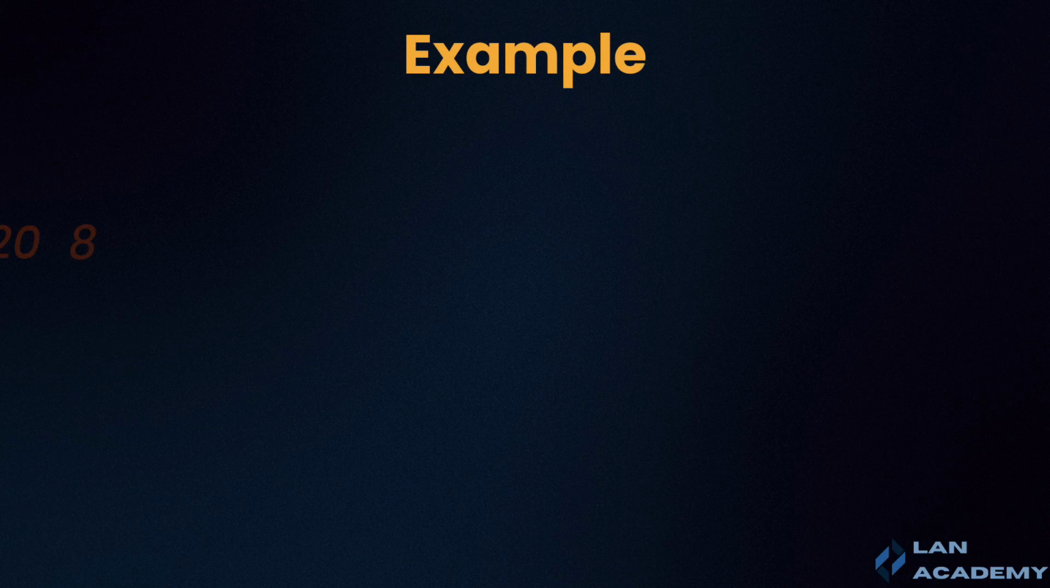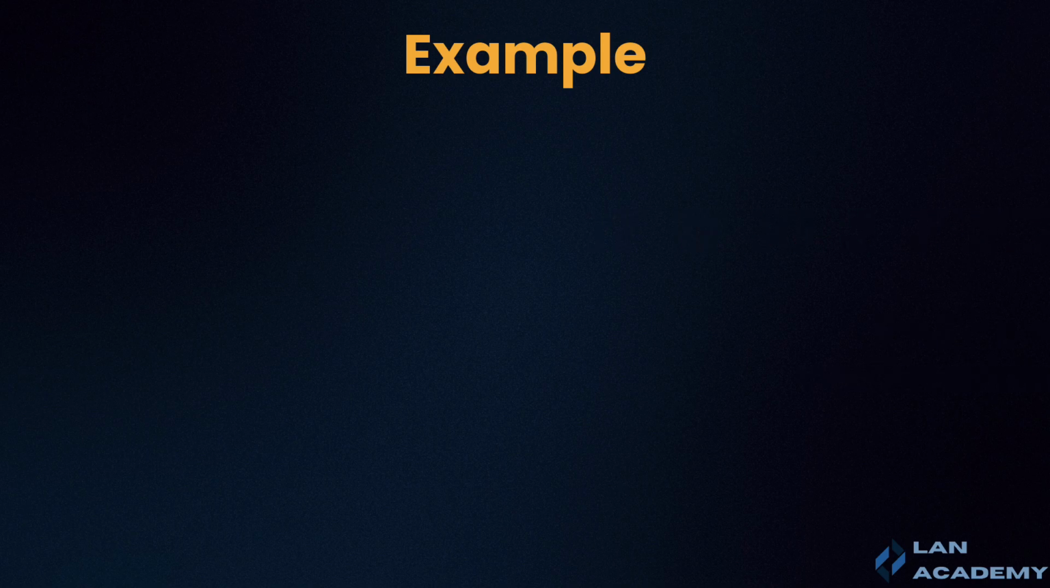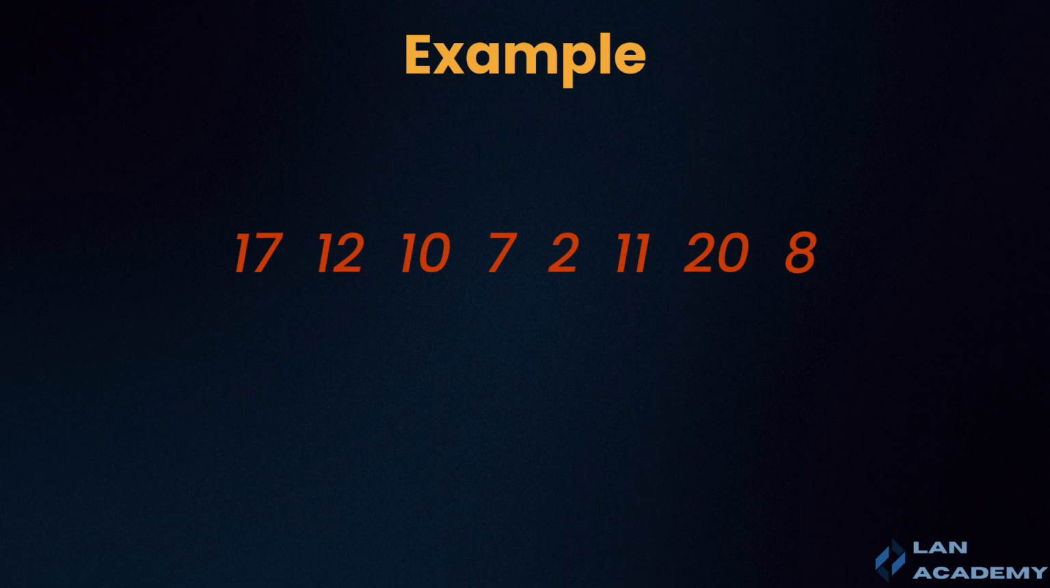For example, if we have the costs array 17, 12, 10, 2, 7, 2, 11, 20, and 8, k equals 3 and candidates equals 2, the process will be as follows. In the first hiring session, choose the third worker which has the lowest cost of 2. The costs array updates to 17, 12, 10, 7, 2, 11, 20, 8.